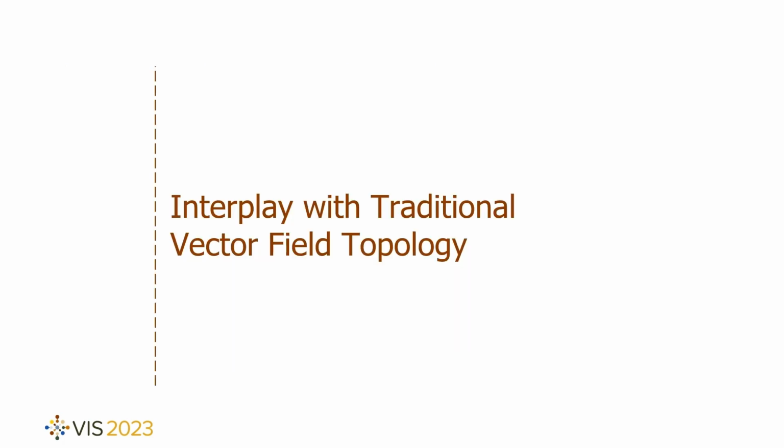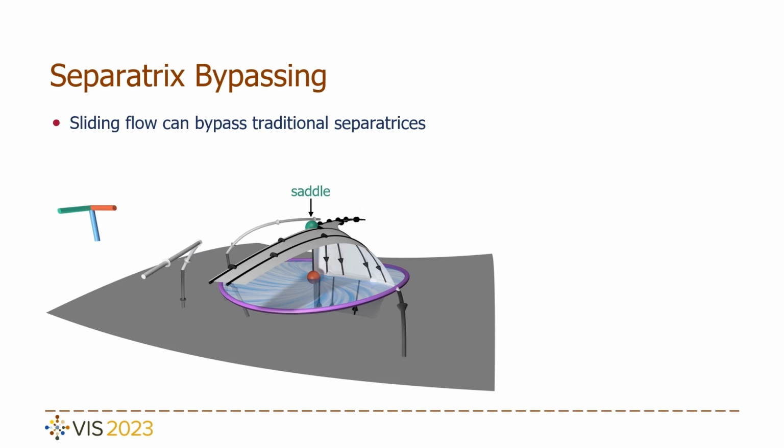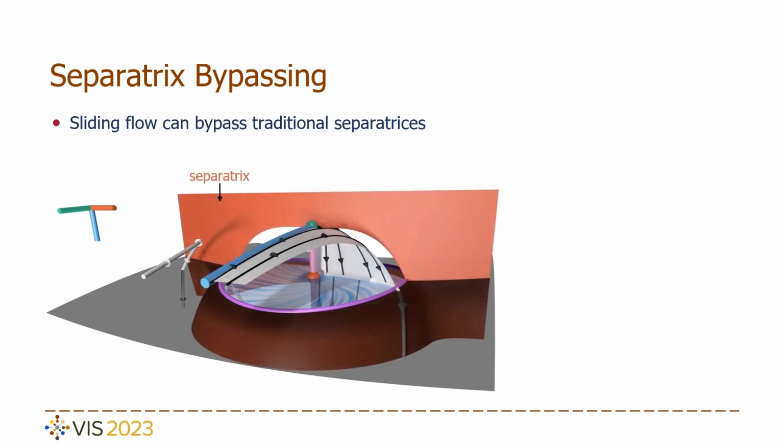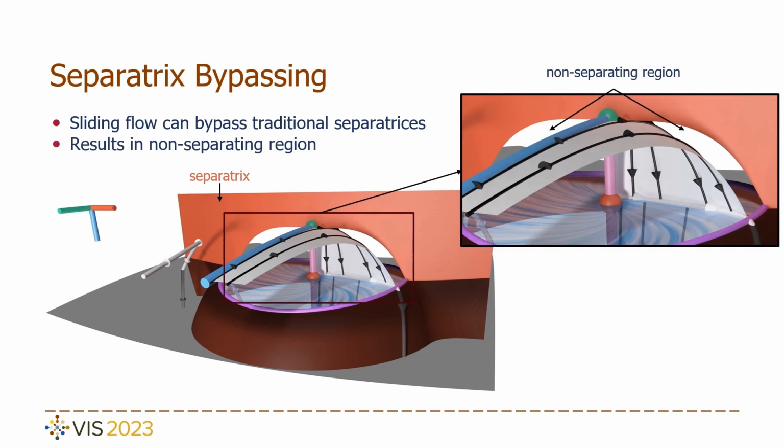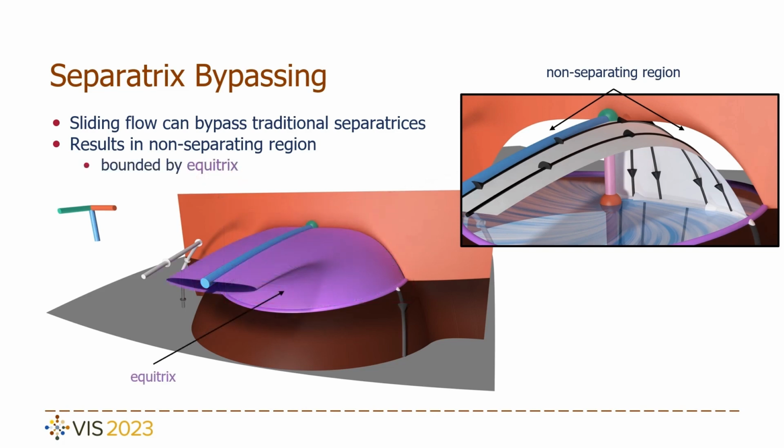Discontinuities also impact traditional vector field topology in the smooth regions of the field. In this example we will see that sliding flow can bypass traditional separatrices. This field exhibits an attracting sliding flow and a 3D saddle. The saddle induces a separatrix, which separates two regions. Through the sliding flow, some flow can bypass the separatrix from one region into the other, negating the separating properties of the separatrix. The non-separating region is exactly bounded by the equitrix coming from the boundary switch curve.